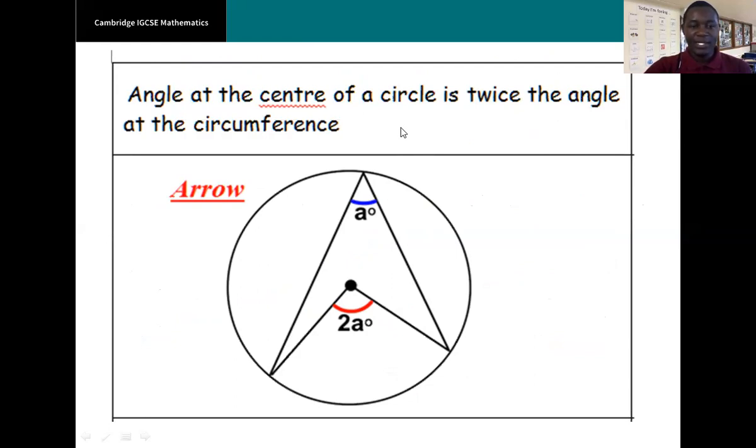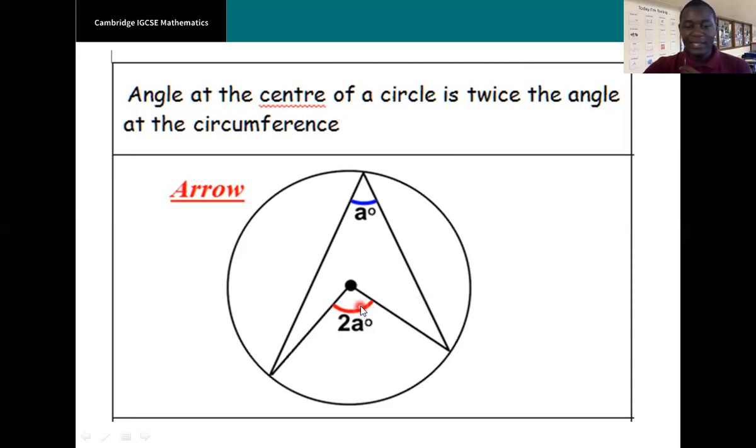Theorem number 1 says that the angle at the center of a circle is twice the angle at the circumference. If you have an angle at the center of a circle, the diagram shows an arrow-like quadrilateral in a circle. We call it an arrow diagram. If you see an arrow diagram in a circle where the vertices touch the circle in this manner, the angle at the circumference, here in blue, is going to be half of the one you have at the center here. That is theorem 1.